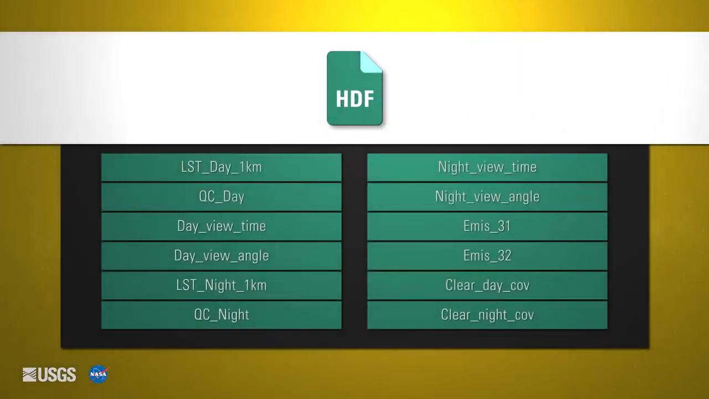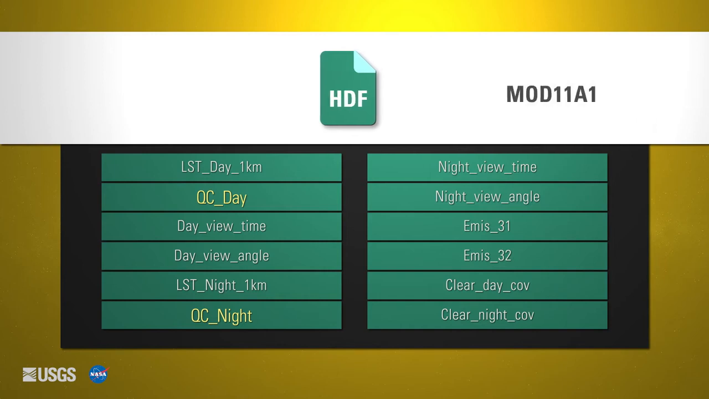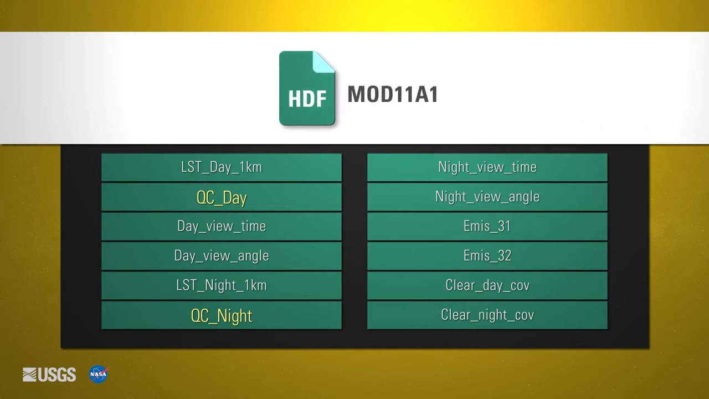Each land surface temperature product is distributed as a hierarchical data format or HDF file. Each MODIS HDF file contains associated quality science dataset layers, which provide users with information regarding the usability and usefulness of the data products. Here's an example of the science dataset layers for the MODIS version 6 Daily Land Surface Temperature and Emissivity 1 km Level 3 Gridded Product, MOD11A1. The information extracted from these quality science datasets can be used to filter data based on different levels of quality.